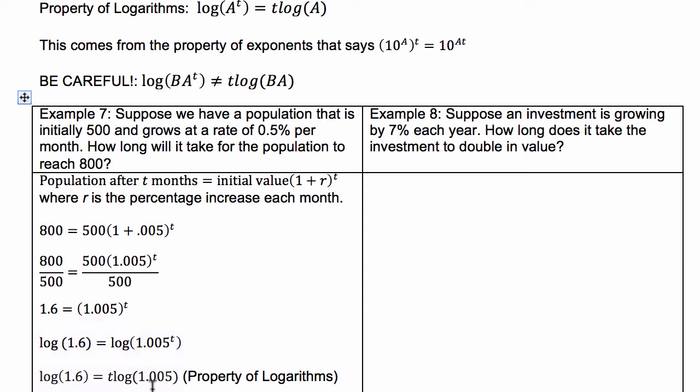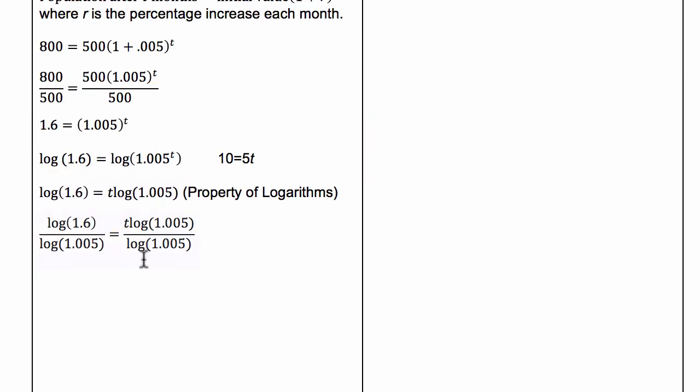So this equation is similar to the equation 10 equals 5t. To solve 10 equals 5t, we would divide both sides by 5. So to solve log of 1.6 equals t times log of 1.005, we will divide both sides by the number log of 1.005. On the right, the log of 1.005s cancel out, and we're left with just t.